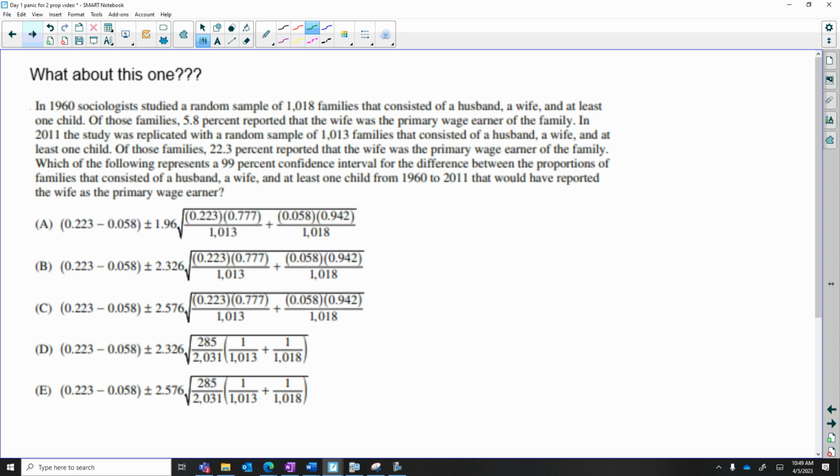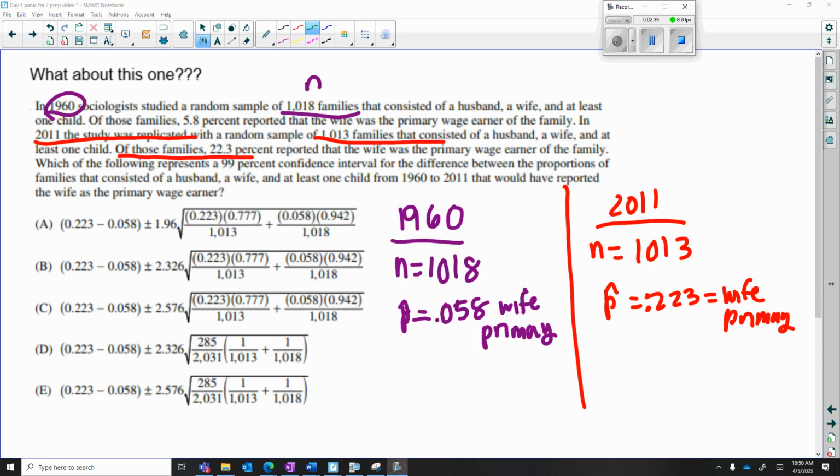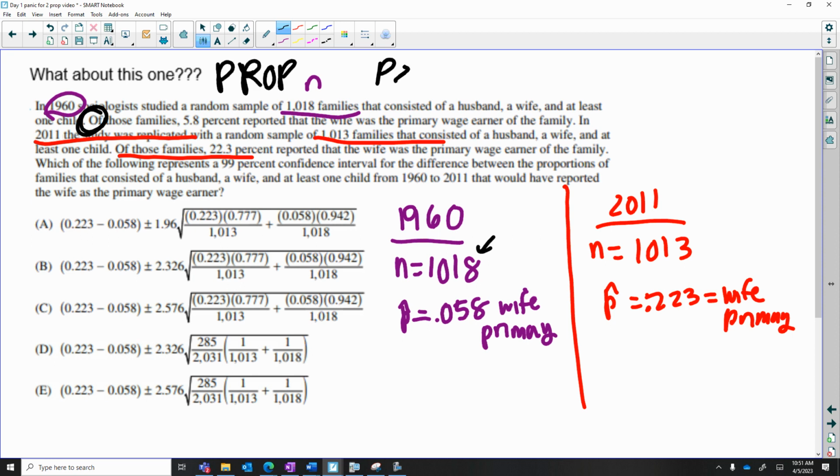This question is a two proportion question. So I want you to read it over and understand why it is a two proportion question. If you've read this question over, I'm hoping you understand that there are two separate independent samples here: 1960 and 2011. In 1960, they conducted a study with 1,018 families, and out of them, notice the keyword "of" indicates that it's a proportions question. So proportion, remember pizza, you're going to use Z.